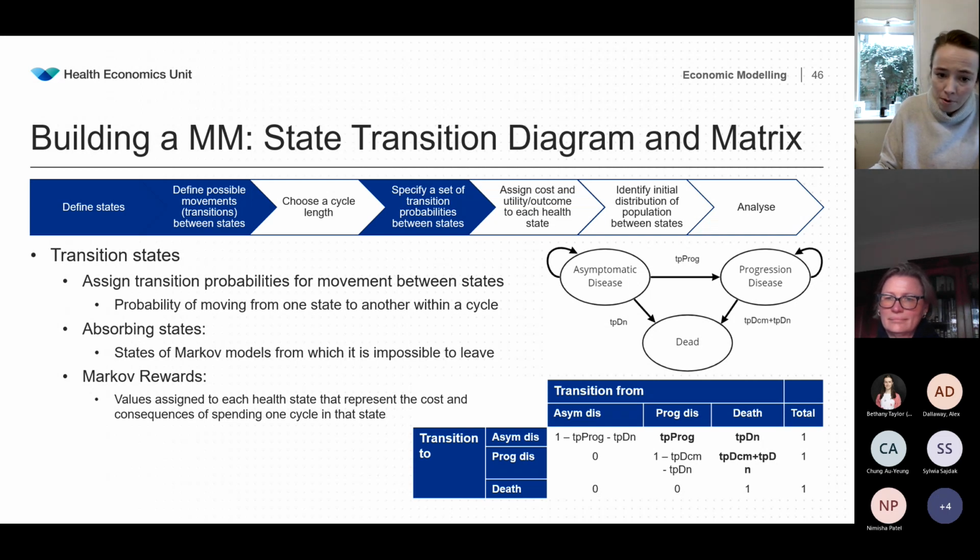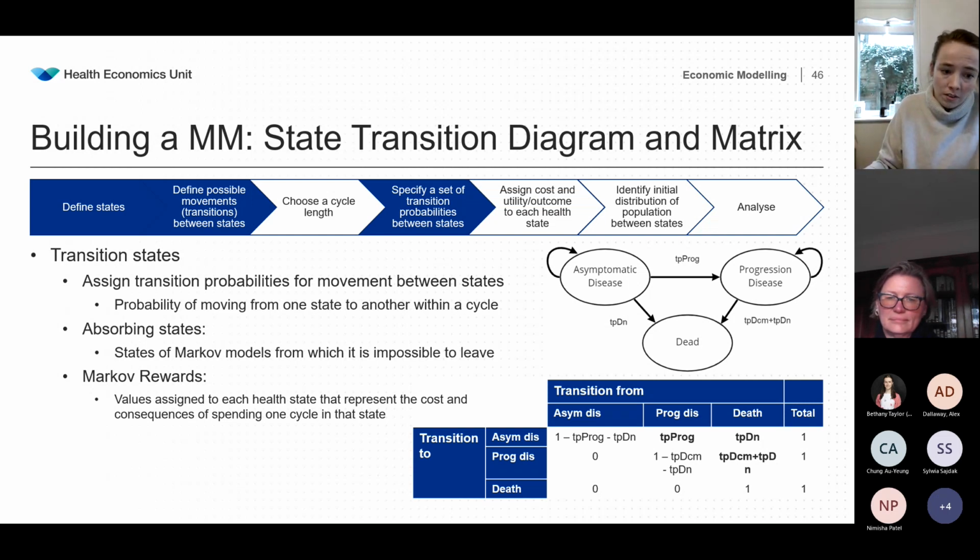And then you can also have probabilities for remaining in that state. If you know 3 of the probabilities, then you can calculate all of the probabilities associated with the relative movements through the diagram. Absorbing states are states from which it's impossible to leave. For example, we assume that death is final. You can't come back from death. So once you end up in dead, you stay in dead.